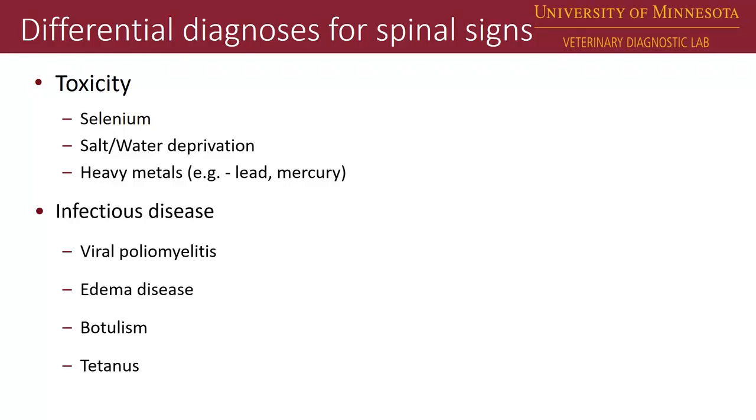Again, edema disease might show up as a dog-sitting pig or CNS signs, or the spinal signs, but ultimately you need to look elsewhere. So if you send me the spinal cord from an edema disease pig, I'm not going to give you an answer. You need to make sure that you're also collecting intestines so I can look for E. coli and characterize that. Botulism and tetanus, these are in the book, right?